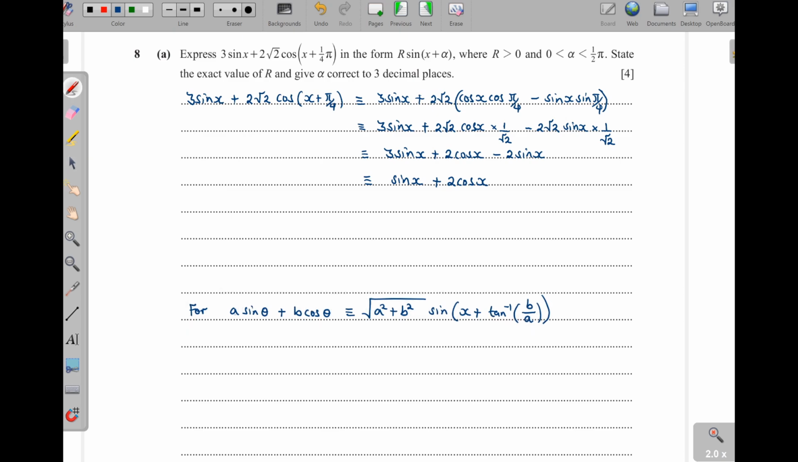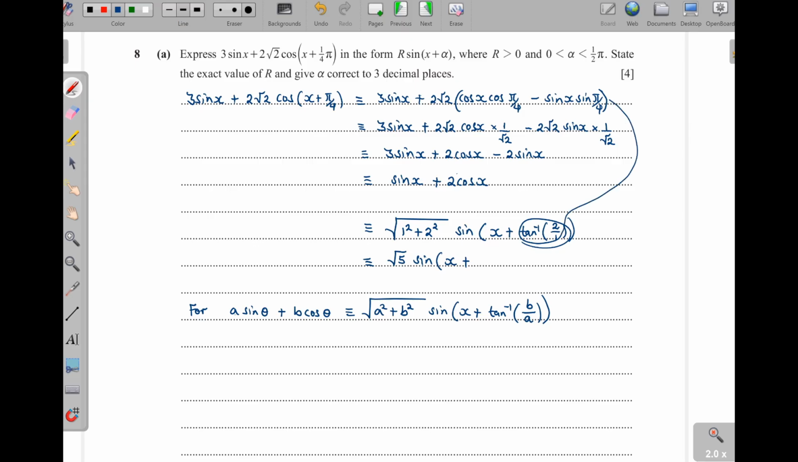So I'll just say this one is going to be the square root of, there is a 1 here, that is 1 squared, then plus this one squared, okay, then sine of now x, then plus the arctan of the coefficient of sine here is 1, it is the one that is in the denominator, so it is 2 out of 1. And then we shall get, of course, a 4 plus a 1, that's a 5. So we get square root of 5, and then sine, then this will be x, and then plus.